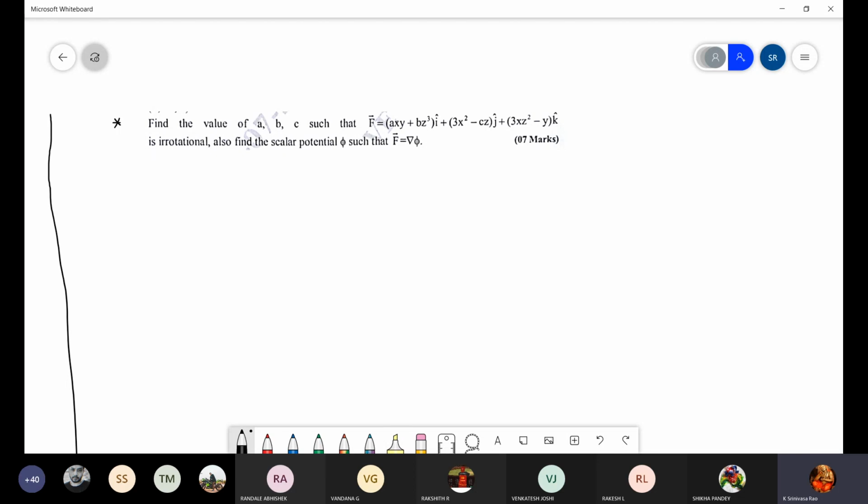This is June 2019, last year's question paper, and the question is 1C, 7 marks. See the question, they will ask like this: Find the value of a, b, c such that f equals (axy plus bz cube) i cap plus (3x square minus cz) j cap plus (3xz square minus y) k cap is irrotational. Also find the scalar potential phi such that f is equal to grad phi. Yes, 7 marks.